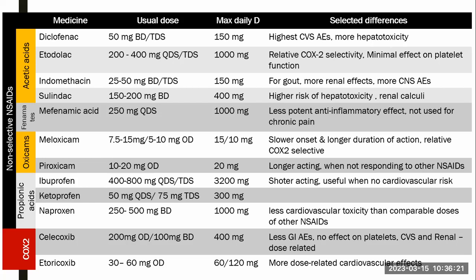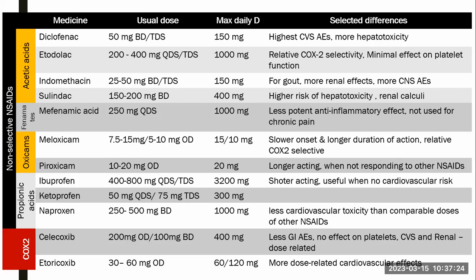And if you look at the different NSAIDs, there are some that are more associated with certain side effects. For example, indomethacin is notorious for causing headaches. We do use it for certain types of headaches, but it can cause headaches as well. And if you take diclofenac, it's thought to be one of the highest among those that are causing cardiovascular side effects. And it is also thought to be more hepatotoxic, along with a few others. And things like meloxicam, it has a slower onset of action, but a longer duration of action. And so there are differences between the different ones. And naproxen is thought to have less cardiovascular effects than the others.